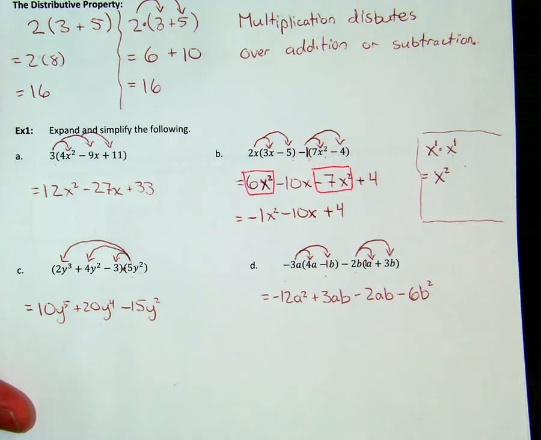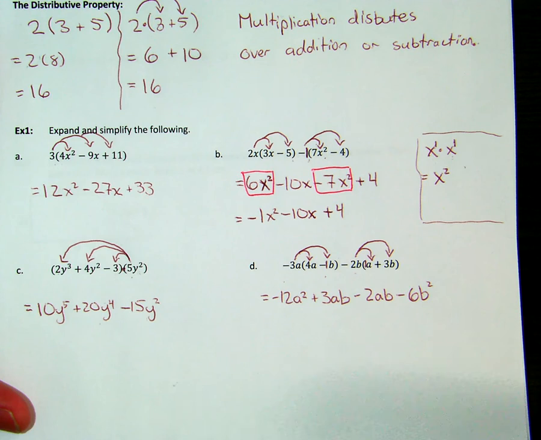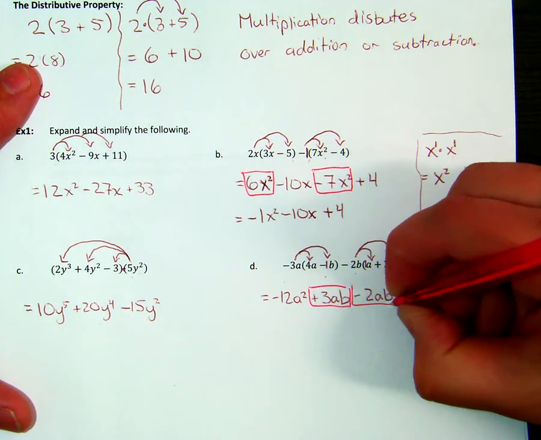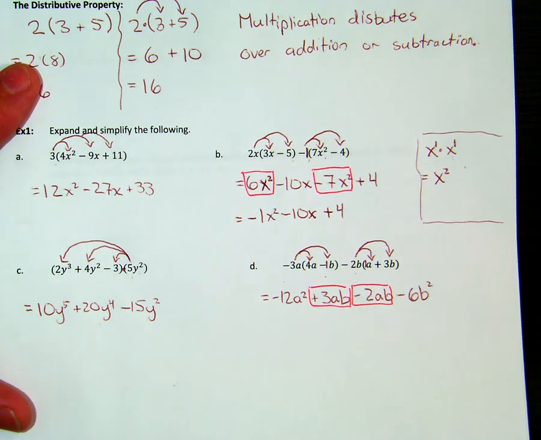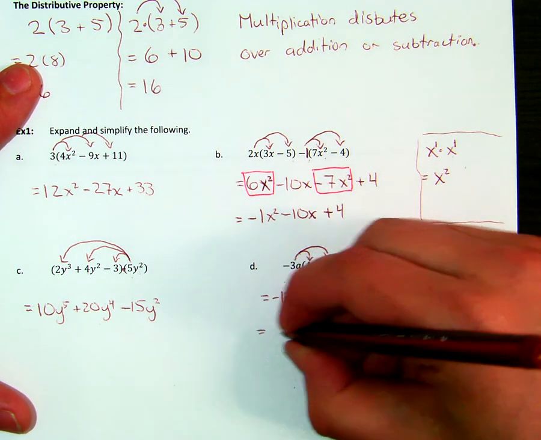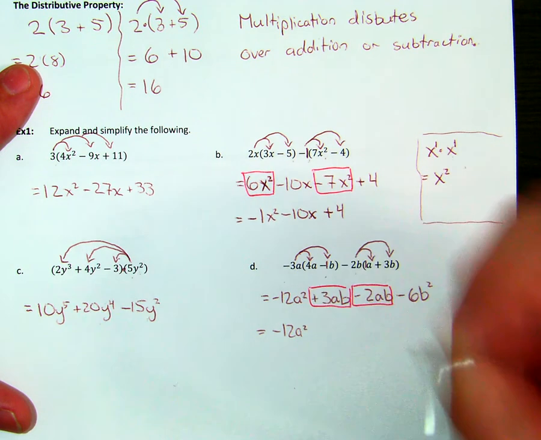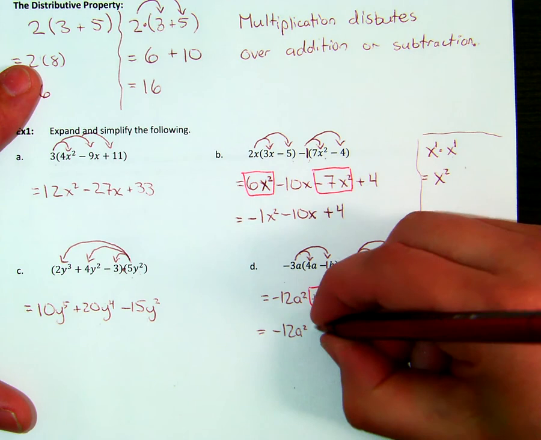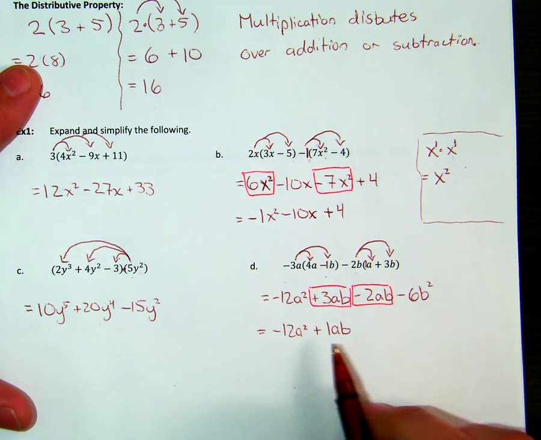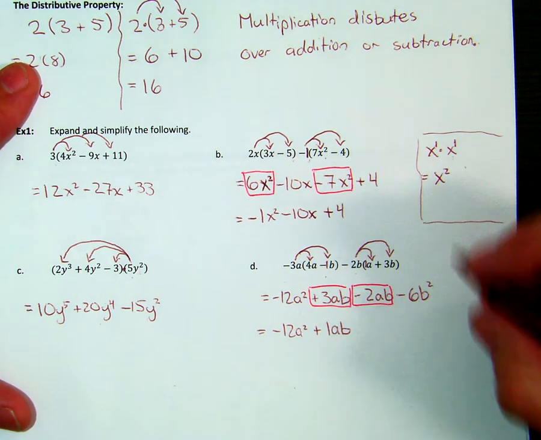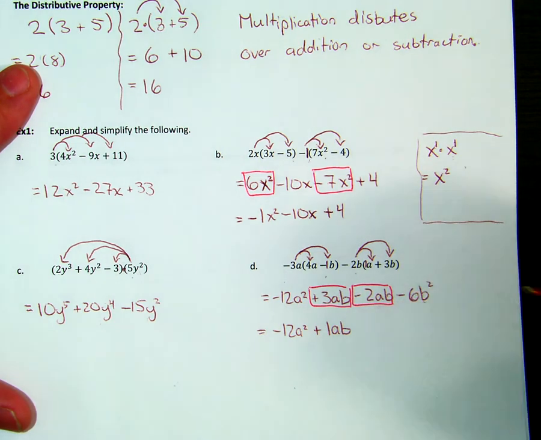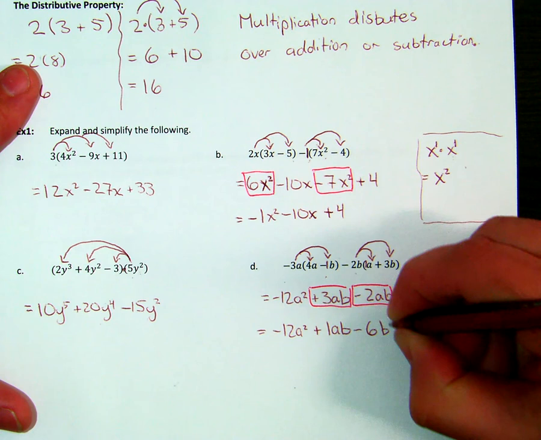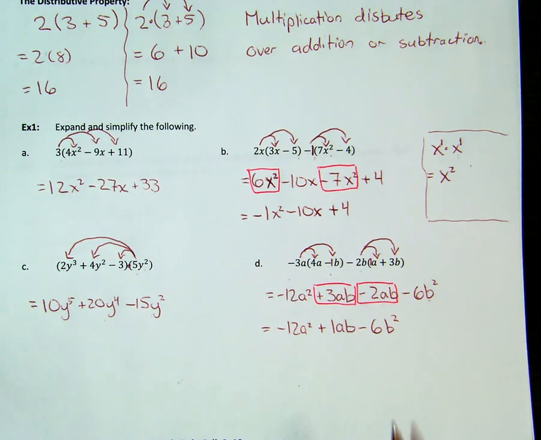Then I look for like terms, and the only like terms I have are 3ab and negative 2ab. So that gives me negative 12a squared, nothing I can do with that one, no like terms. Positive 3ab minus 2ab would be positive 1ab. I don't need to write the 1. And then I'm left with negative 6b squared, because nothing is like the b squared.